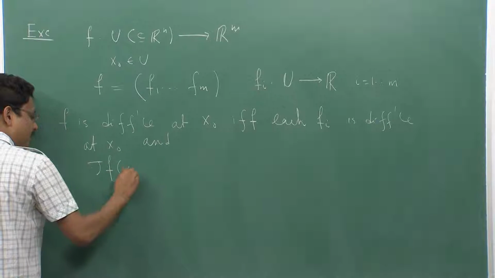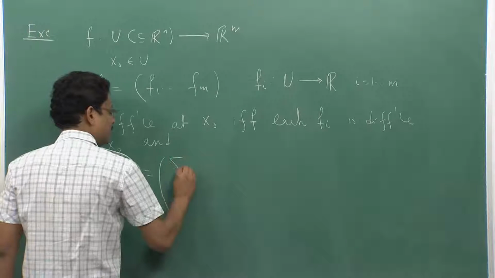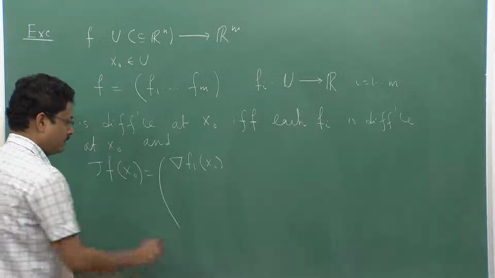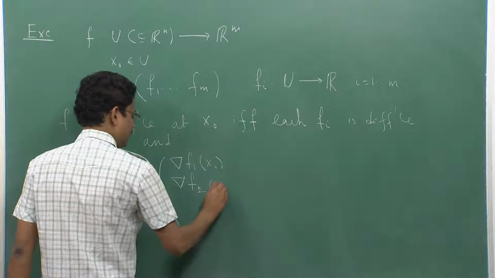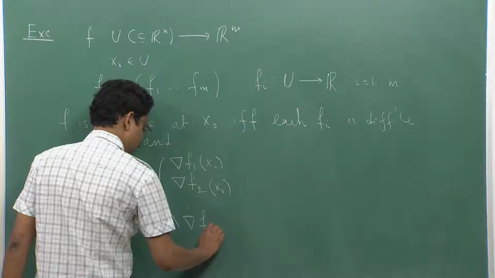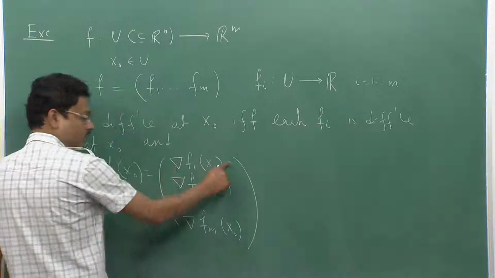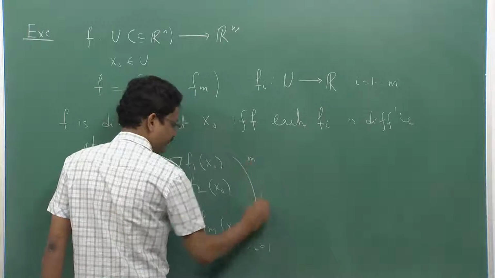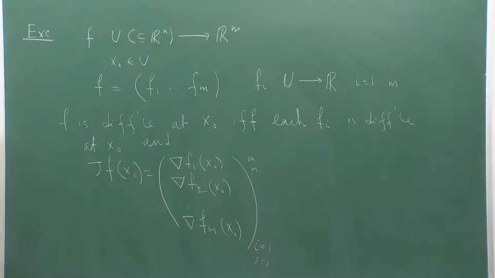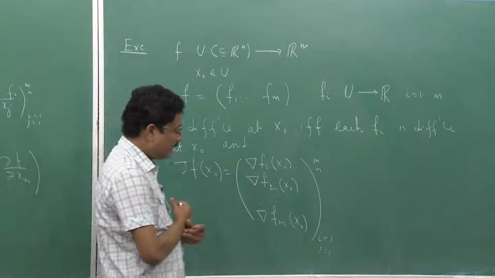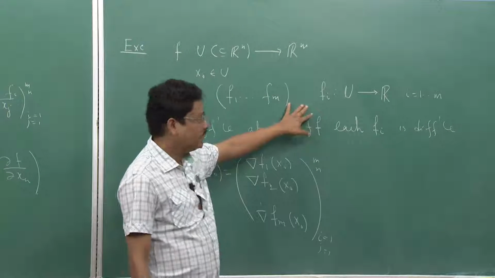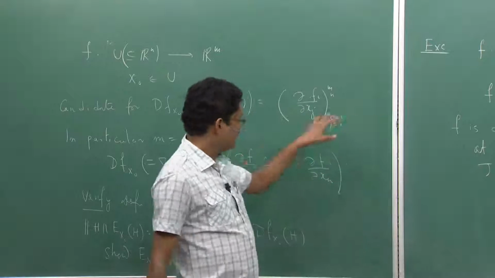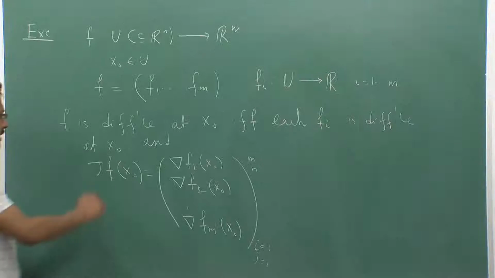importantly the Jacobian matrix of f at x naught is precisely this matrix. Each row is a row vector having n components, del f1 del x1, del f1 del x2, so on. So, this is an m cross n matrix, of course. So, checking differentiability of f from Rn to Rm boils down to checking component wise real valued functions fi are differentiable, and this is the relation. Okay. And you see the Jacobian matrix will be, from this description, exactly this. The criteria is each fi is differentiable.